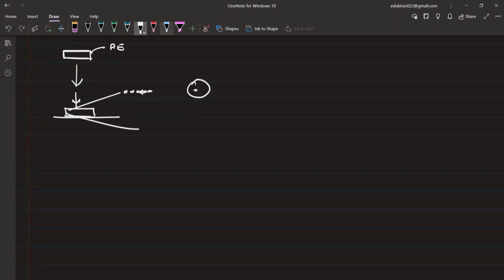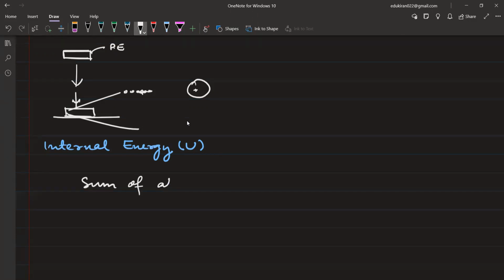What we are having? We are having a new term, that is internal energy. Internal energy is denoted by U. And what is internal energy? Sum of all forms of energy stored in a system.